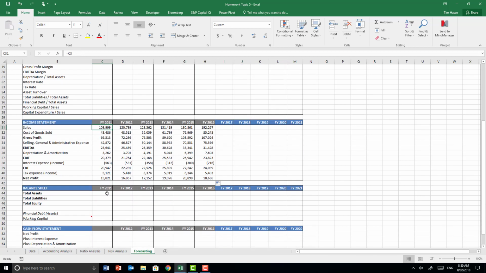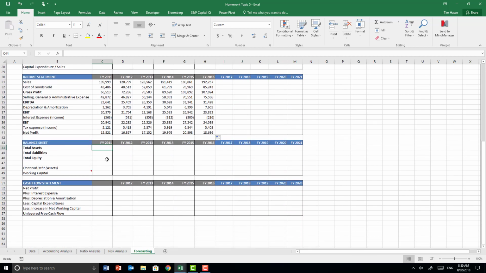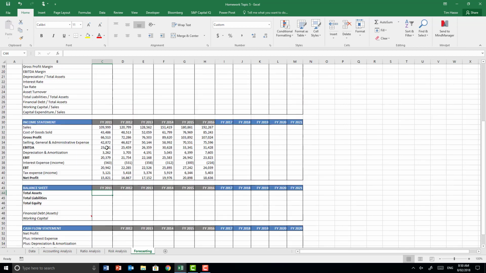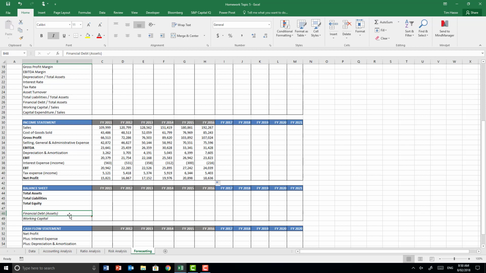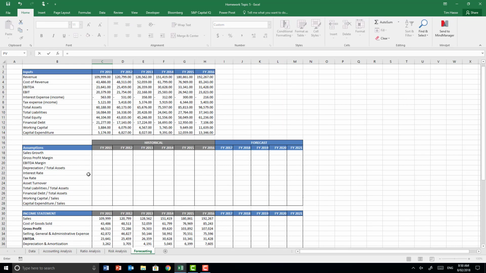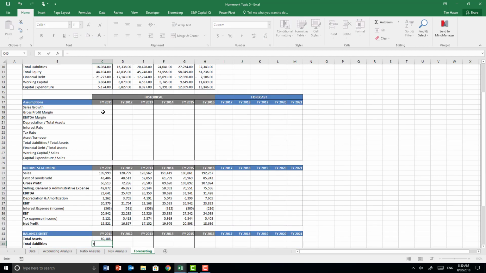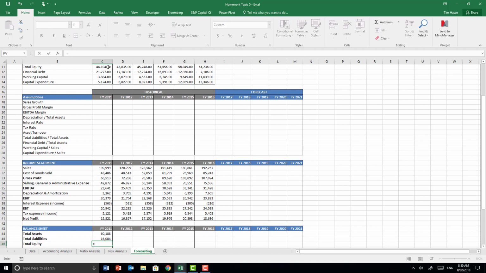We then also need to calculate a number of items for the balance sheet and the cash flow statement, so again we need to set these up for the historical period. For the balance sheet, we need to reference total assets, total liabilities, and total equity, plus the amount of financial debt, so the interest-bearing debt that H&M has, and the working capital. For total assets, we go back to the inputs section and find total assets in cell C9. Our total liabilities are in cell C10, and our total equity is in cell C11.